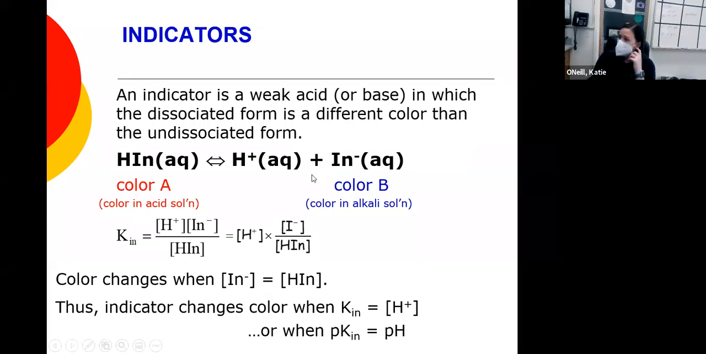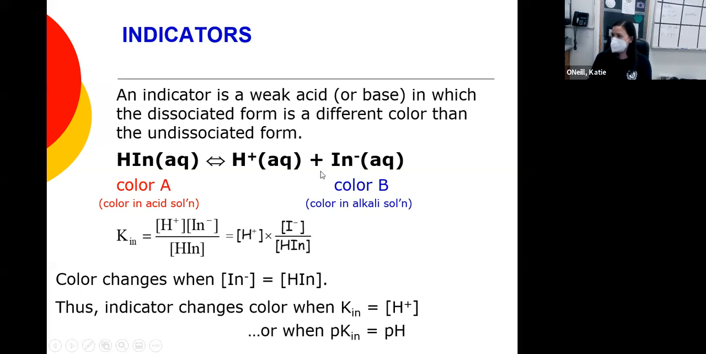The thing to know about an indicator is that the color of the acid needs to be a different color than the color of the alkali salt. In this case, they're using In instead of where we would usually use A for the anion, just to show that's the indicator. So the indicator anion and the indicator acid need to be the things that are a different color. And the reason that the endpoint is so special is because that's when the pH is equal to the pKa.